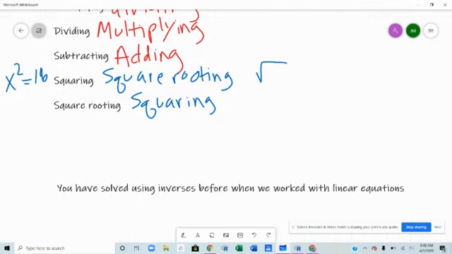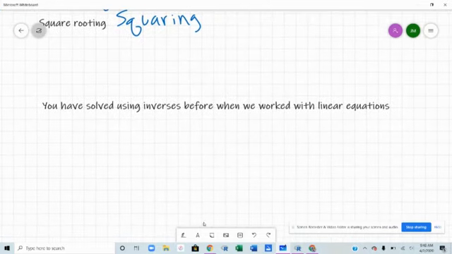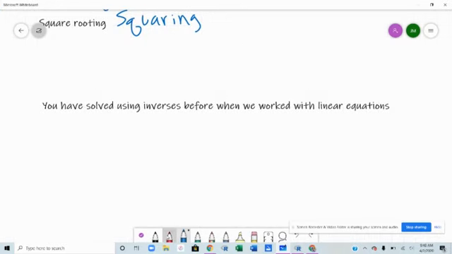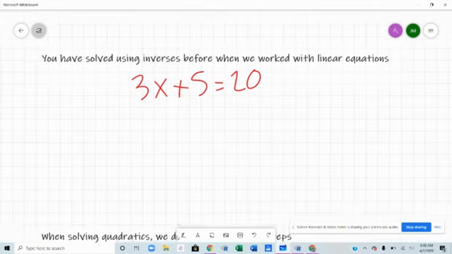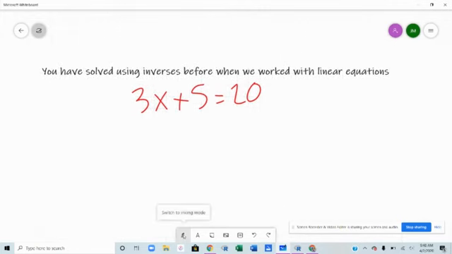We have solved using inverses before, like with our linear equations. For example, if we had 3x plus 5 equals 20, this is a linear equation. Remember from 8-1, and before that also, linears have an exponent of 1. Okay, so this is linear. So you have solved this since back in Unit 2. Well, really, since middle school, you have solved these equations.